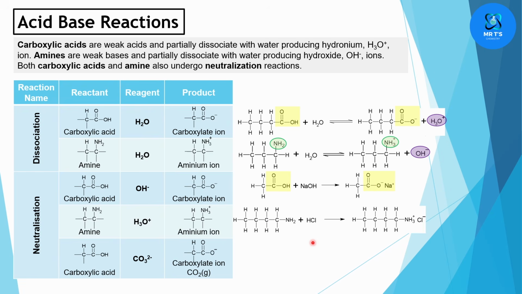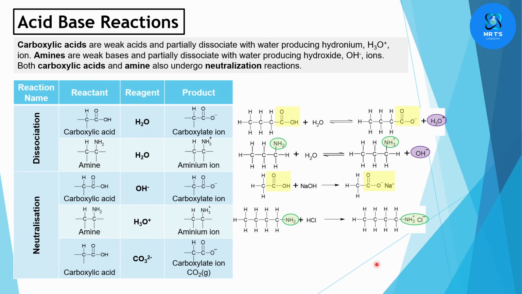The next one we can look at is, well, what if we had an amine and we added hydrochloric acid? Well, of course, the hydrogen is donated to the amine to make the aminium ion, and this would be butane-1-aminium ion, and it would then associate this ion with the chloride ion, and we'd get this molecule on the right.